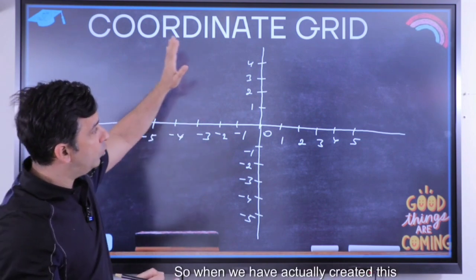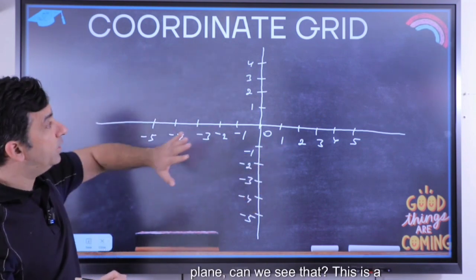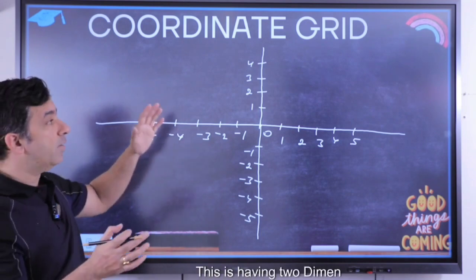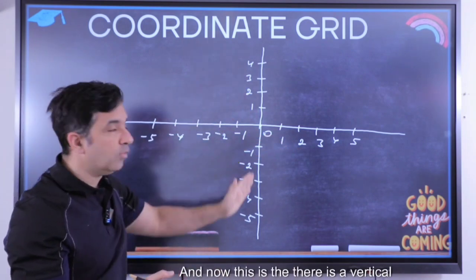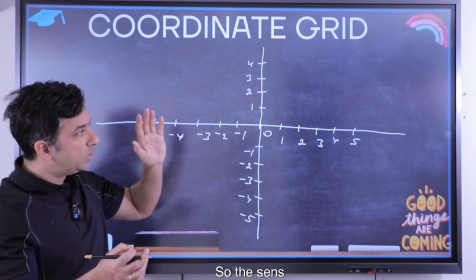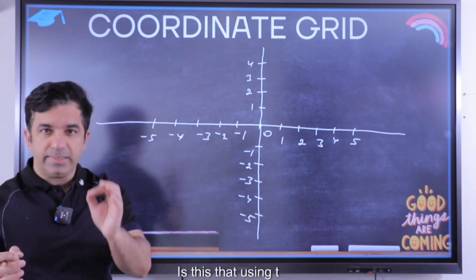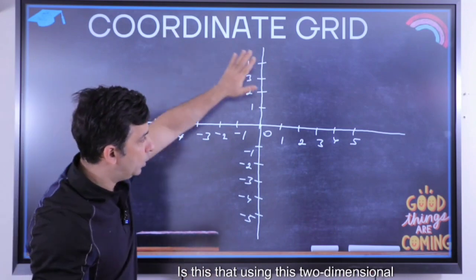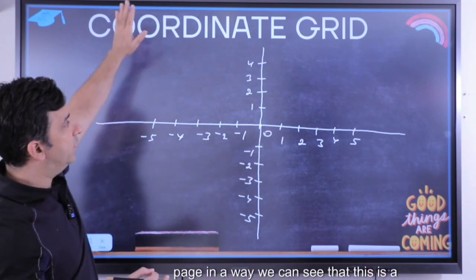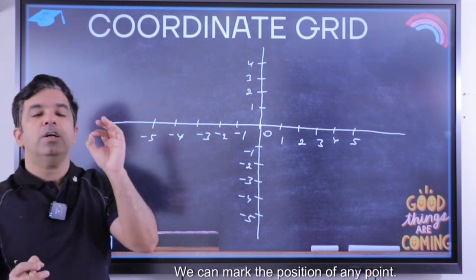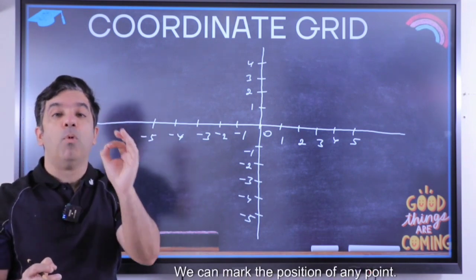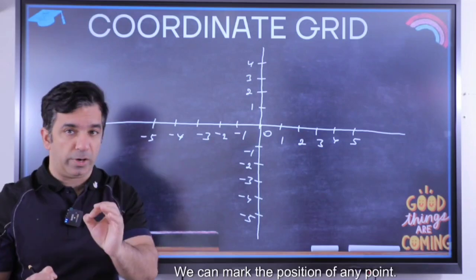So when we have actually created this plane, can we see that this is a two-dimensional plane? This is having two dimensions now. One was the horizontal direction, and now there is a vertical direction as well. So the sense right now is this, that using this two-dimensional page, in a way we can see that this is a plane now in front of us. We can mark the position of any point.